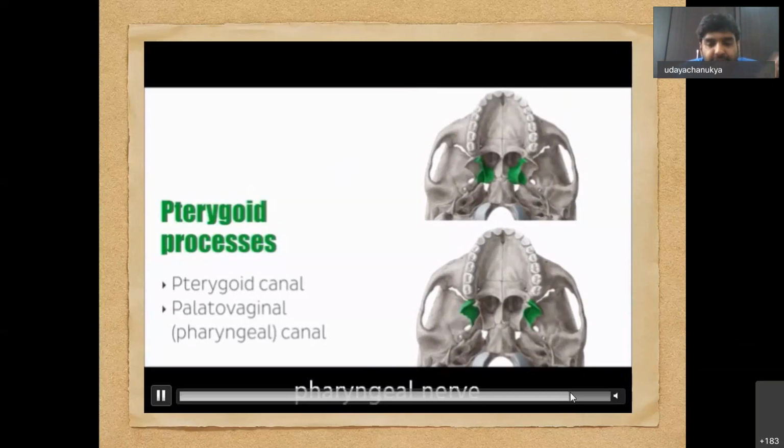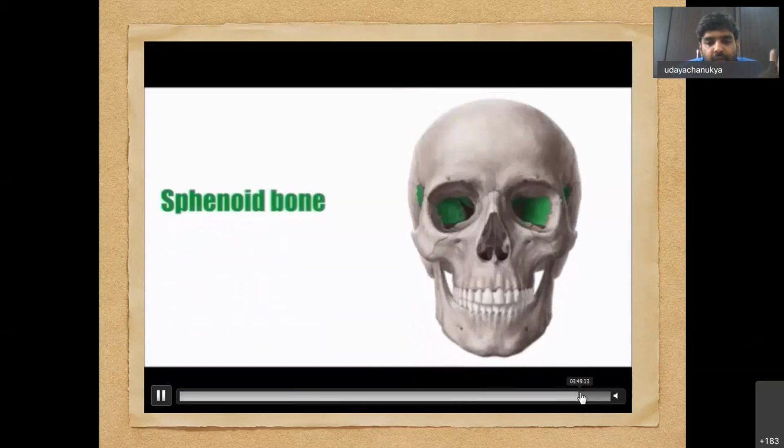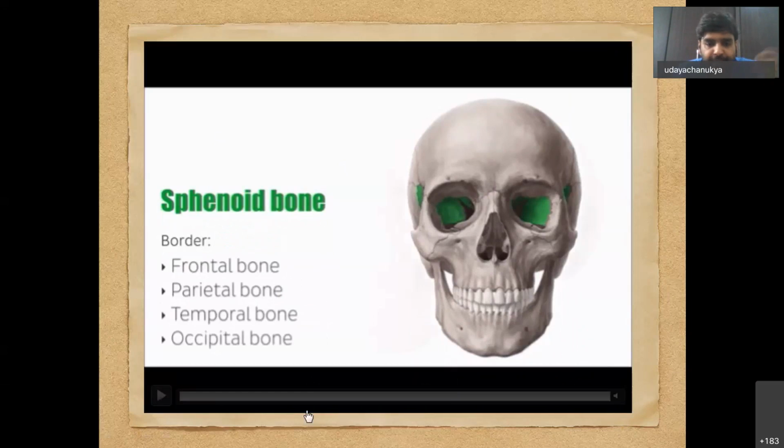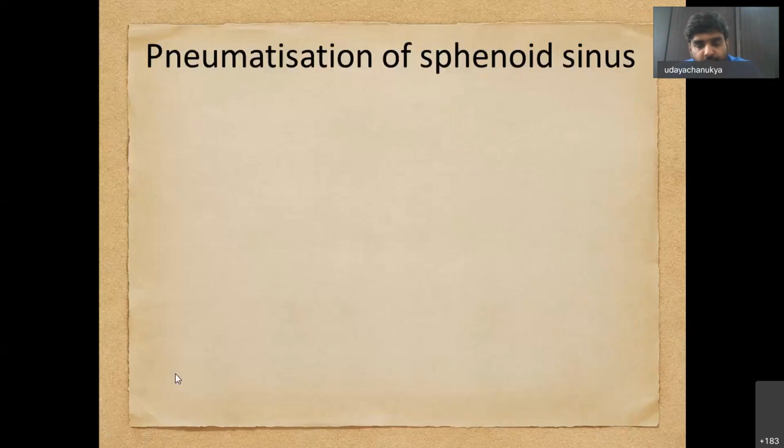Coming to the articulations of the sphenoid bone, the sphenoid bone is attached to the frontal bone with the sphenofrontal suture, the parietal bone with the sphenoparietal suture, the squamous part of the temporal bone with the sphenosquamous suture, and the occipital bone with the spheno-occipital suture. This is the sphenoid sinus, sphenoid bone.